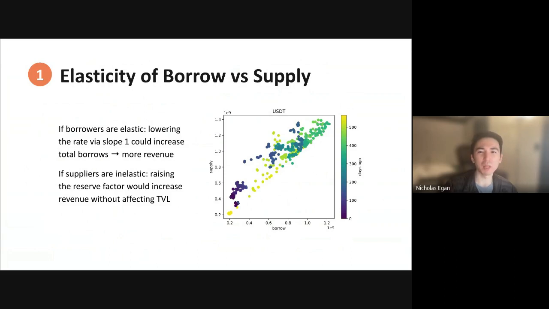Secondly, if the suppliers are inelastic, then we don't expect them to react to a change in the supplier interest rate. So perhaps we could raise the reserve factors in order to increase protocol revenue without affecting TVL.